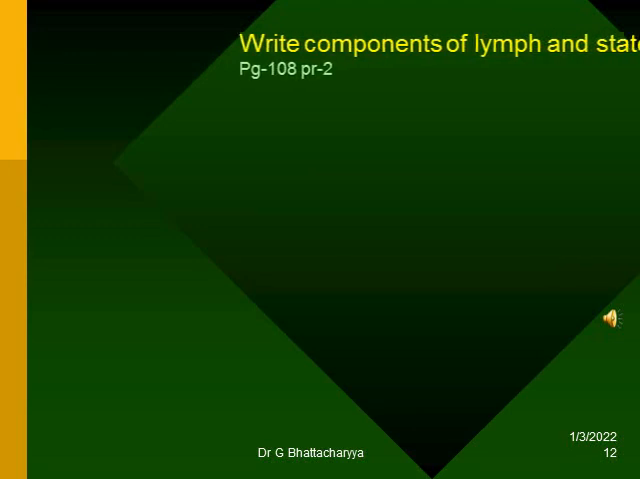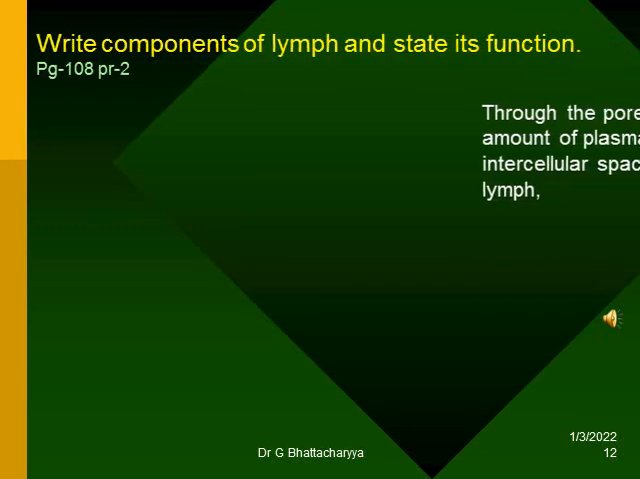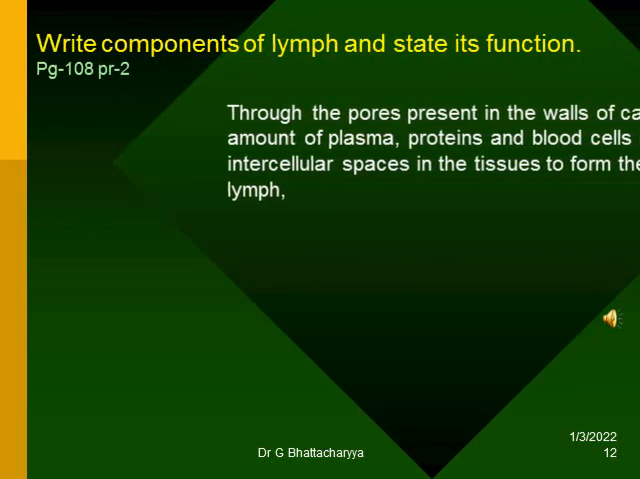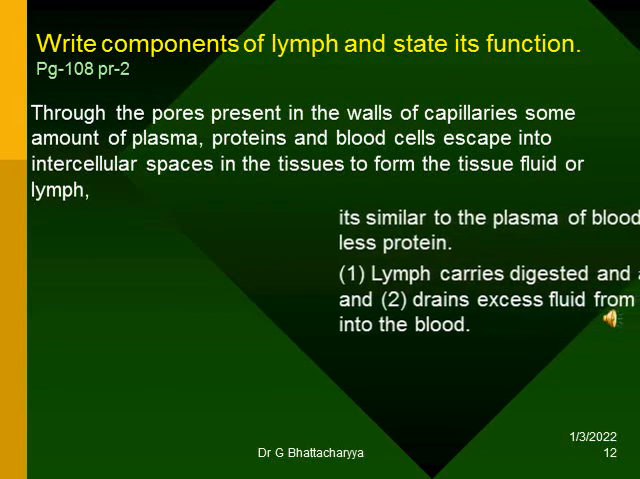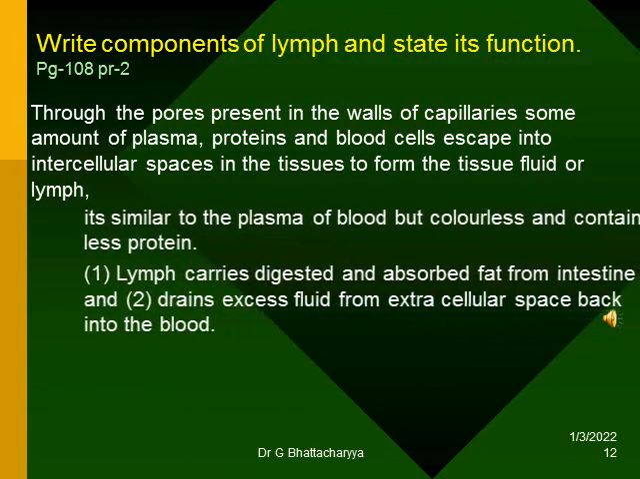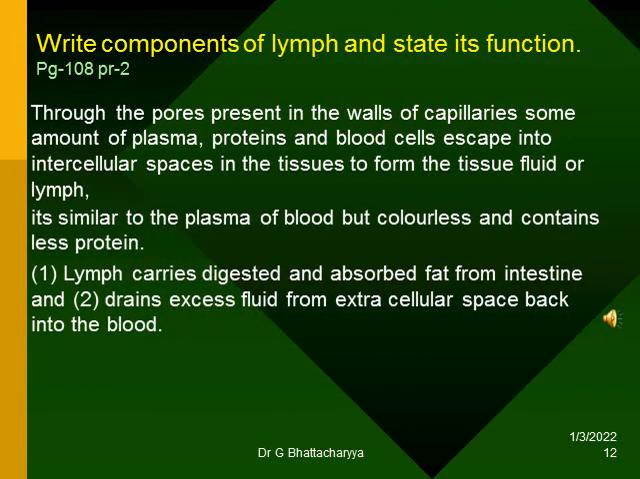Write components of lymph and state its function. Through the pores present in the walls of capillaries, some amount of plasma, proteins, and blood cells escape into intercellular spaces in the tissues to form the tissue fluid or lymph. It's similar to the plasma of blood but colorless and contains less protein. 1. Lymph carries digested and absorbed fat from the intestine, and 2. It drains excess fluid from extracellular space back into the blood.